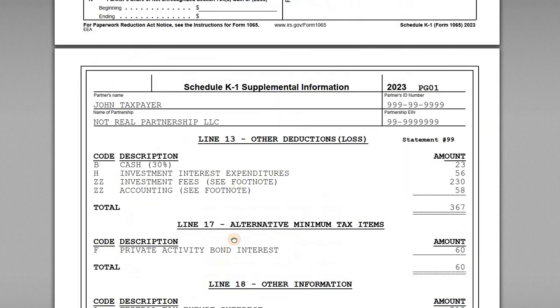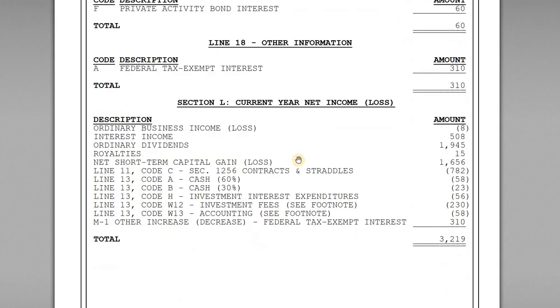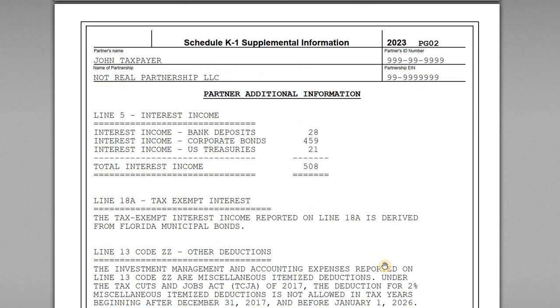All right, now these other items, we have investment fees and accounting fees. So that's 13 code ZZ. And there is a note here to go have a look at the footnote. So if we scroll down here to find the footnote on those items. So here we go.